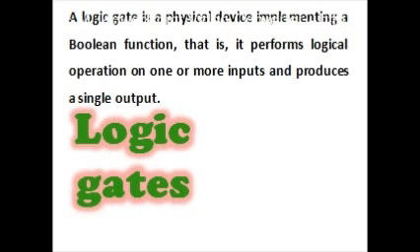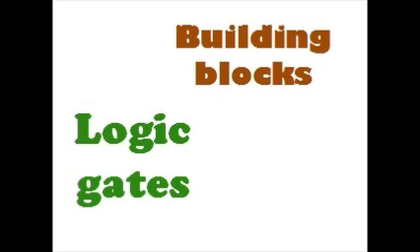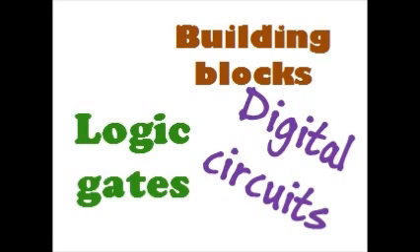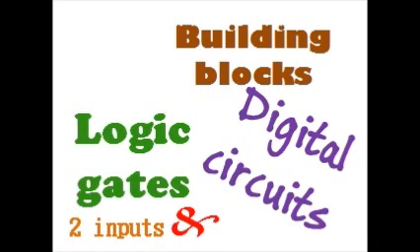What is a logic gate? A logic gate is a physical device implementing a Boolean function. That is, it performs logical operation on one or more inputs and outputs. Logic gates are building blocks of digital circuits. They have two inputs and give out one output.